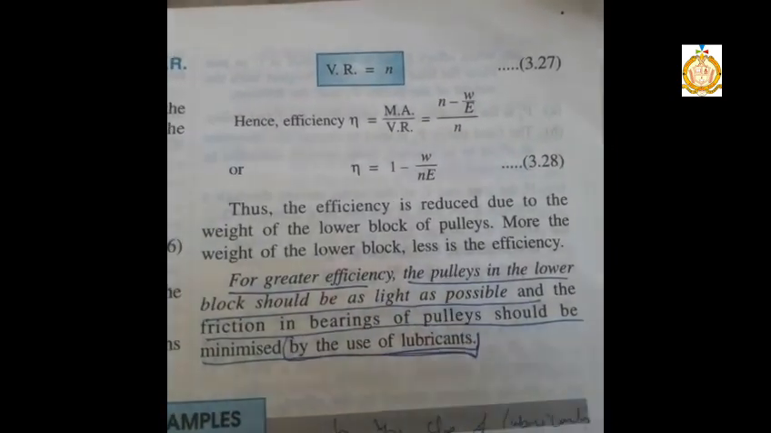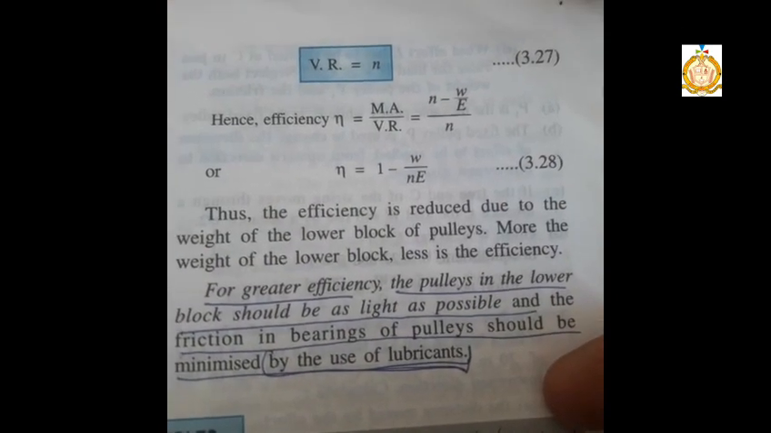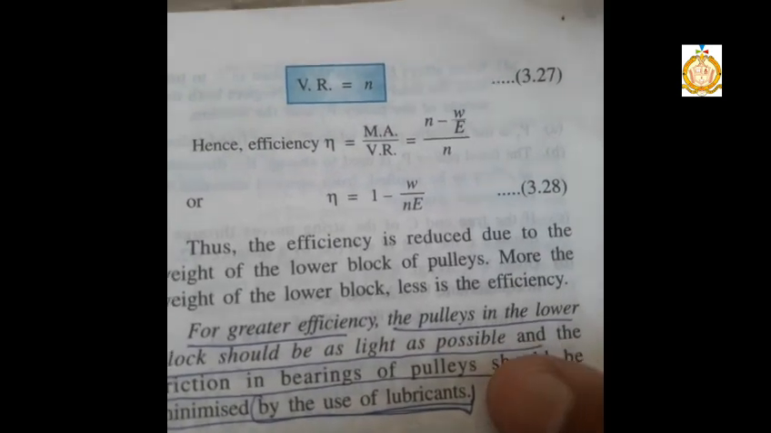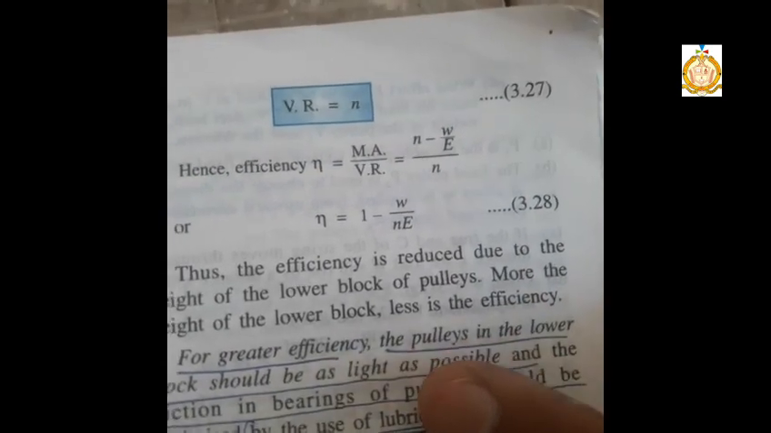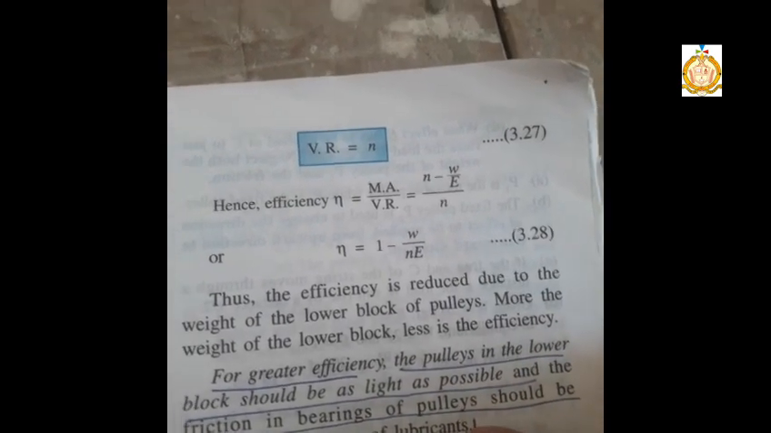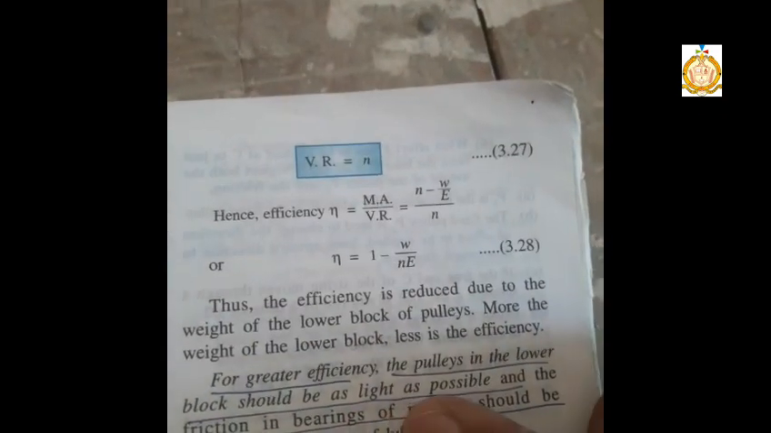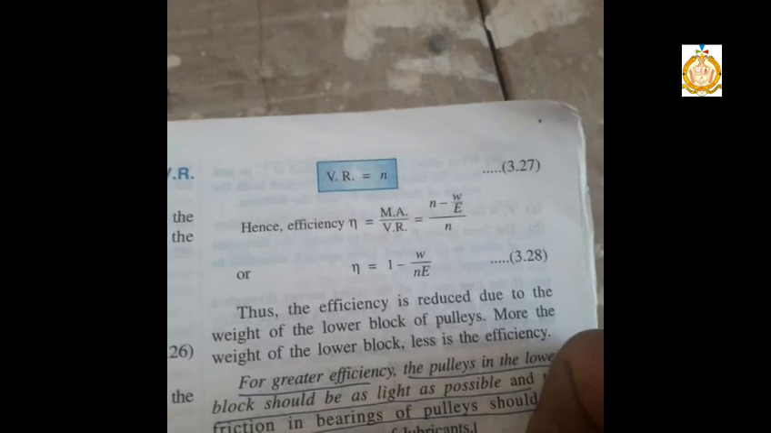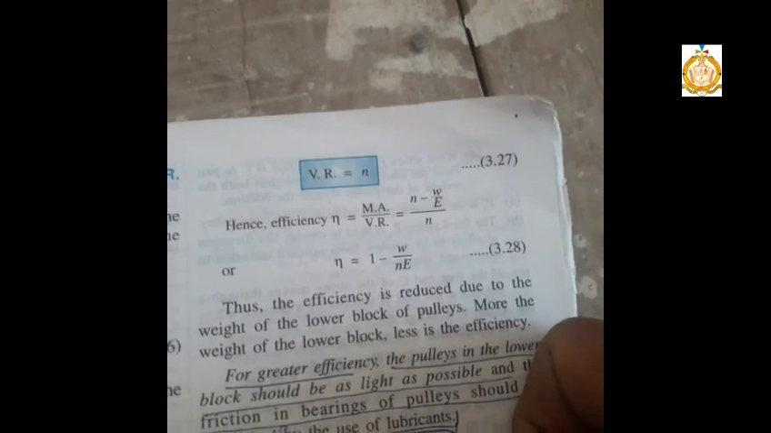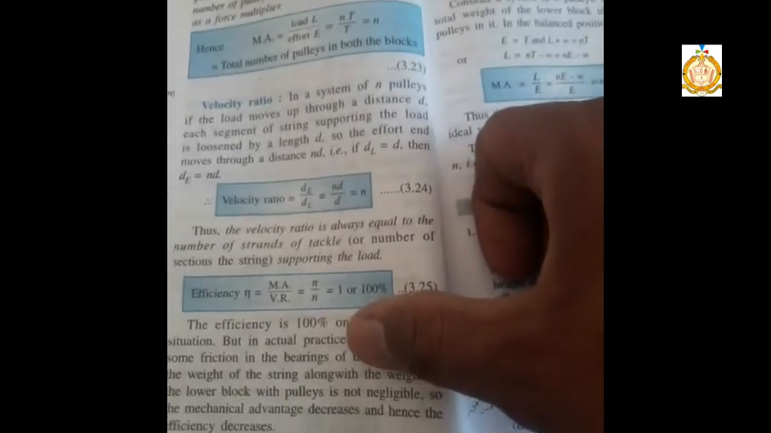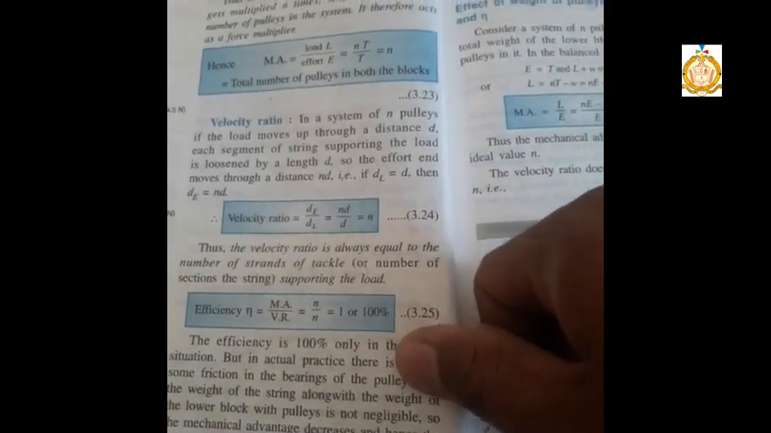The last paragraph is very important, because from here they can 100% ask questions: how can we increase the efficiency of a block and tackle system? Our answer must be that by decreasing the weight of the movable pulleys, the pulleys in the lower block should be as light as possible. As there can be friction, by using a lubricant we can also increase the efficiency. So students, try to read and understand this topic and try to clear the exercise. Thank you.